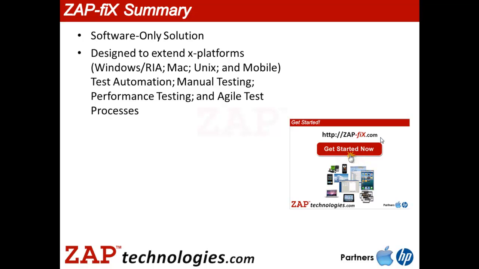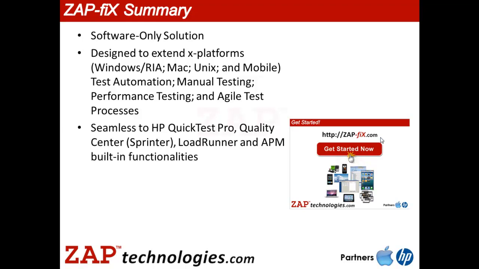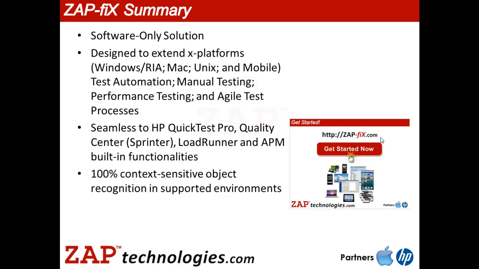ZAP-FIX is designed to extend cross-platform test automation to all Windows technologies, but specifically rich internet applications, Mac, Unix, and of course mobile. It's designed to extend cross-platform test automation, manual testing, performance testing, and agile test processes. It's similar to HP QuickTest Professional, Quality Center and Sprinter, LoadRunner, and APM built-in functionalities. It has 100% context-sensitive object recognition in supported environments, and it extends application testing in the cloud.